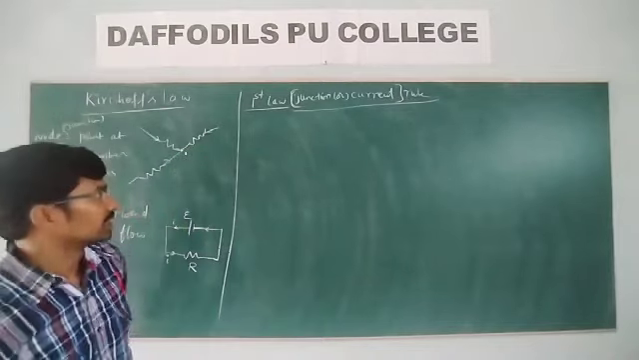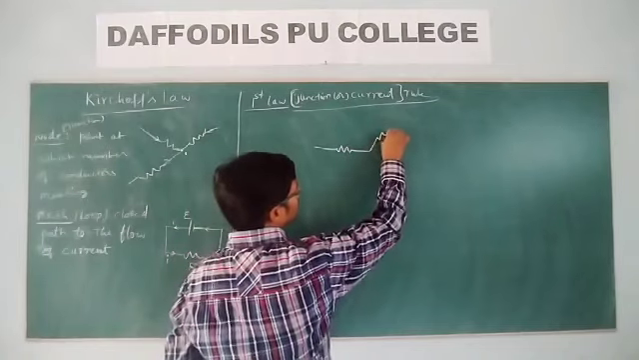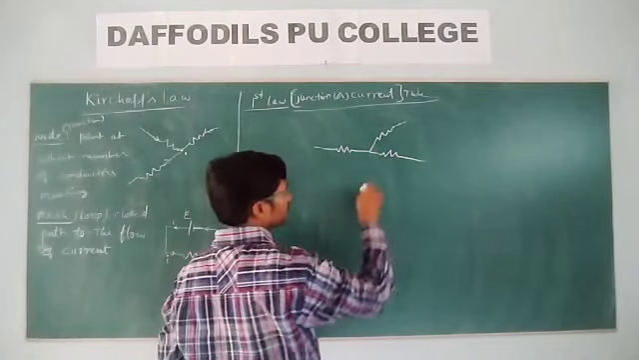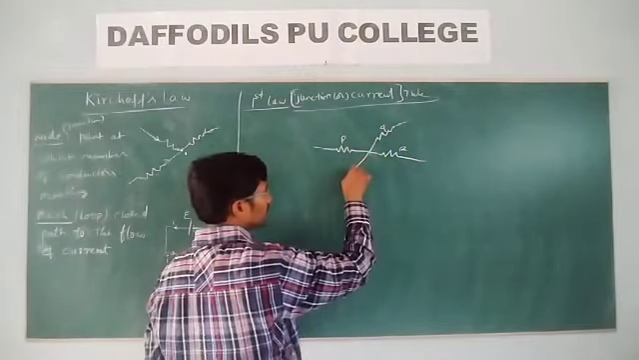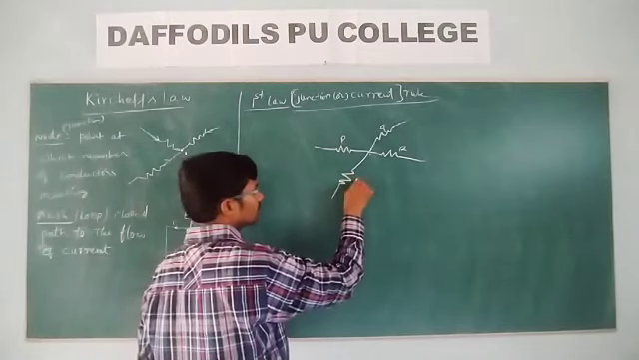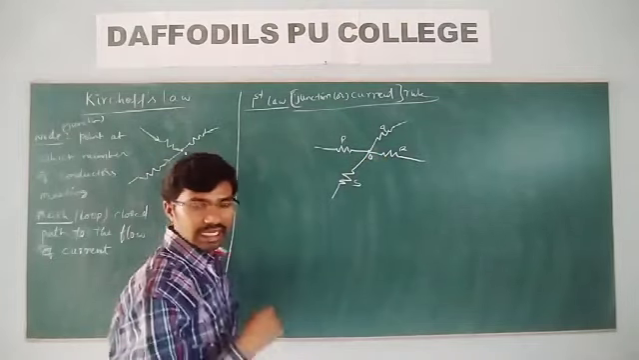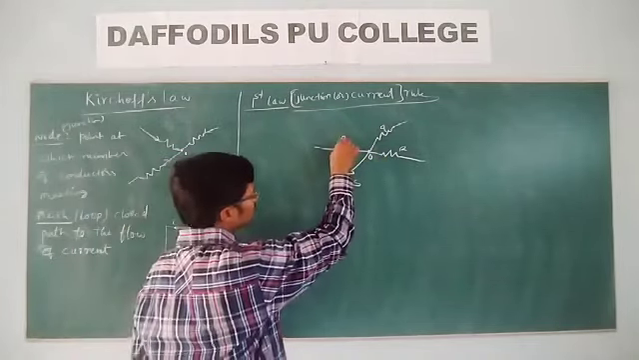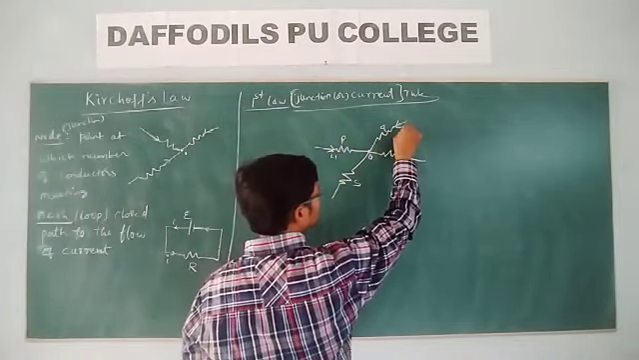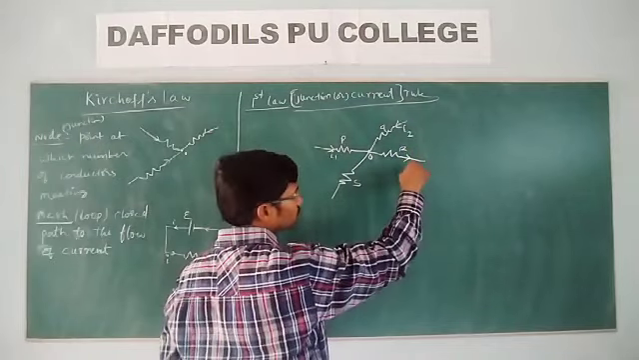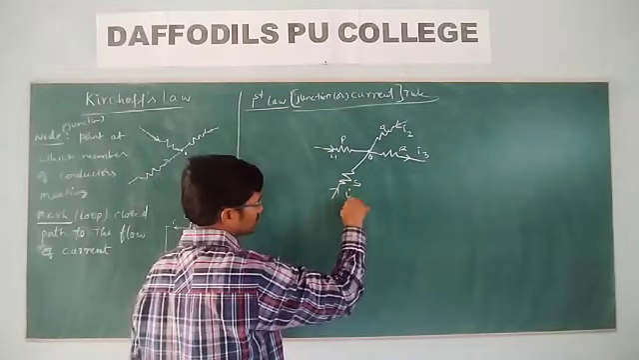So what does this represent? Let me take a number of conductors, P, Q, R and S, meeting at a point O, which is called the junction or node. The current flowing through P is I1, through Q is I2, through R is I3, and the current flowing through this one is I4.